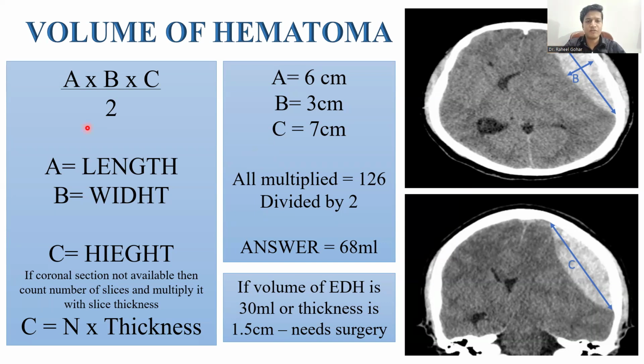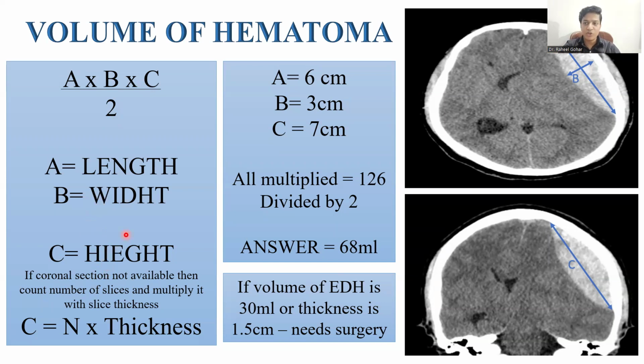So this is a simple formula: A, B, C. A is the length, then width and height. You are going to multiply all these things and finally divide it by 2. Length and width you can see on the axial scans, and height you have to see on the coronal sections.